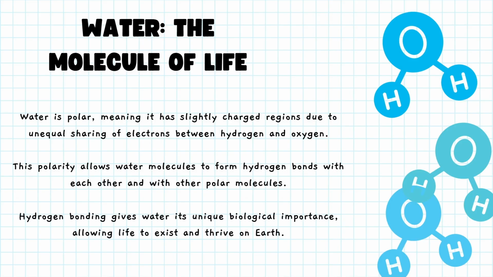Alright, starting with water. Water is polar, which means its oxygen side pulls electrons harder than hydrogen does, giving a slight charge on both ends. That polarity lets water form hydrogen bonds, both with itself and with other polar molecules. These bonds are what make water so important for life, from keeping our bodies cool to letting plants pull water up through their roots.